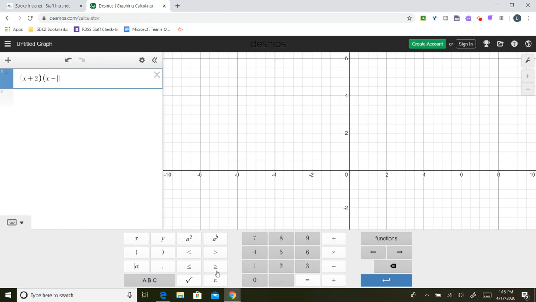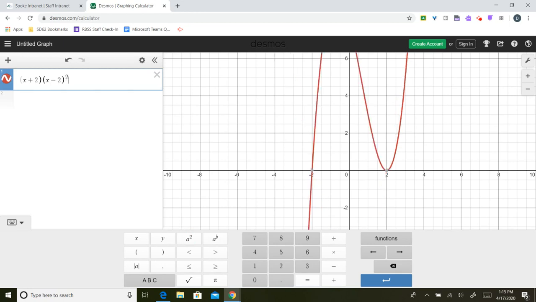X minus 2 bracket, and I can change the multiplicity to 2, and you can see when I wrote x minus 2, I'm getting a tangent at that point. X plus 2, which gives us a zero at -2, goes straight through.